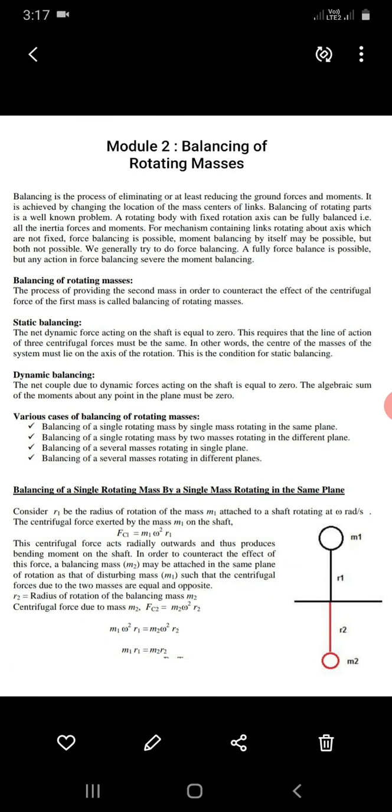So here there are various cases of balancing. These are balancing of a single rotating mass in the same plane, balancing of a single rotating mass in a different plane, third, balancing of several masses in a single plane, and balancing of several masses rotating in different planes. So here we will learn about all these four cases of balancing.